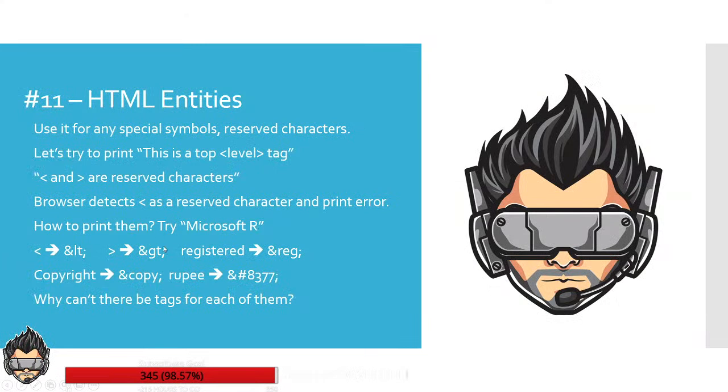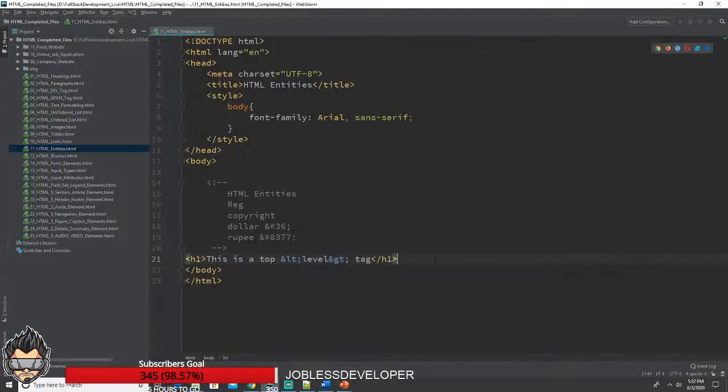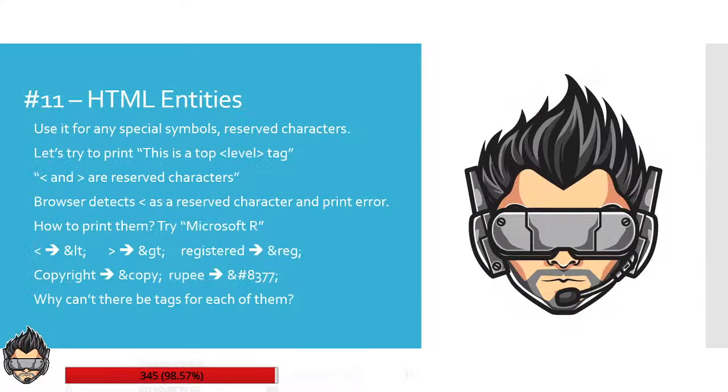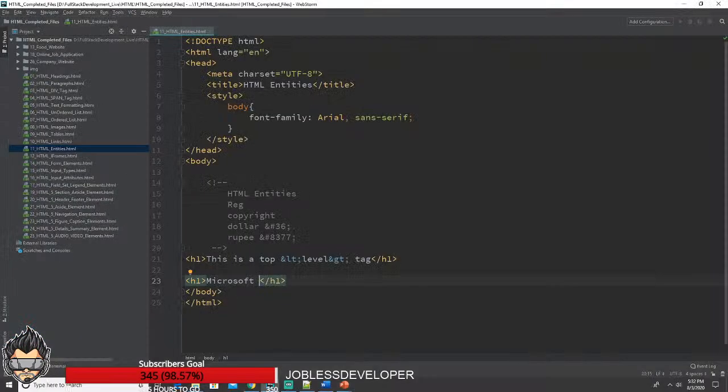So now that you know what ampersand LT is and what ampersand GT is, there is something called Microsoft with a registered mark. For example, we create another h1 tag and say Microsoft, and there will be something called R as registered. So we'll say ampersand reg.